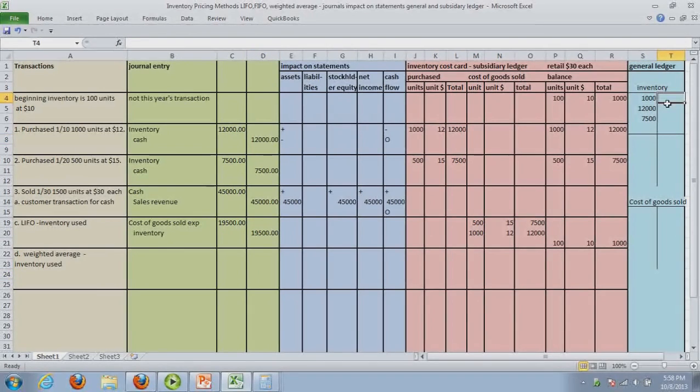But if that's the case, then I would reduce my inventory by 19,500. Cost of goods sold would go up by 19,500. And what you'd be left with, hopefully, is $1,000 in ending inventory that would again agree from the general ledger to the subsidiary, and the $19,005 would be on your income statement. So the impact on the statements would be that your assets go down by $19,005. Your stockholders' equity would go down because of the expense. Let's do it that way. And your profits would be less.